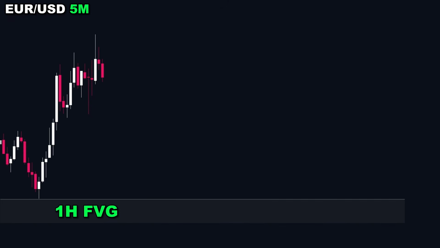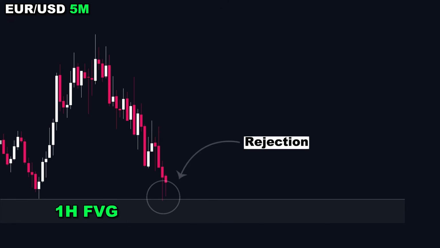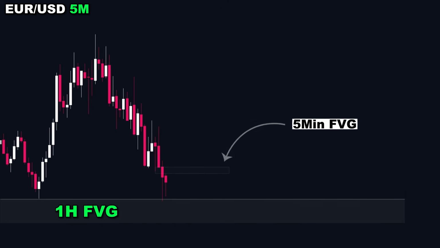Now, with the 5-minute chart on the screen, you can see that after price tapped into the higher time frame FVG, it immediately showed rejection, confirming that price is respecting the imbalance. That gives us our first layer of confirmation. Looking closer at the price action inside the 1-hour FVG, you'll notice that price violated this FVG by breaking and closing below it, which created an inversion fair value gap, IFVG.